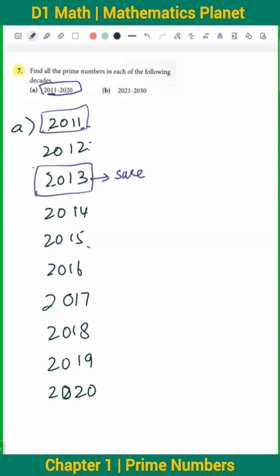Miss, is 2013 a prime number? 2 plus 0 plus 1 plus 3 is 6. It means it is divisible by 3. So it is not a prime number. Got it? We'll revise the divisibility rule.